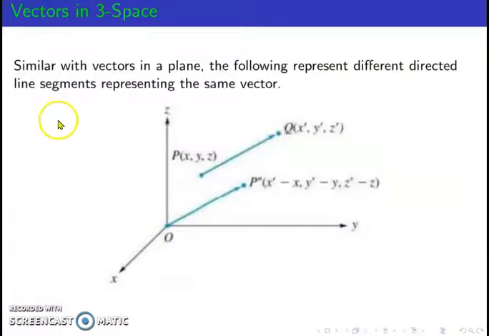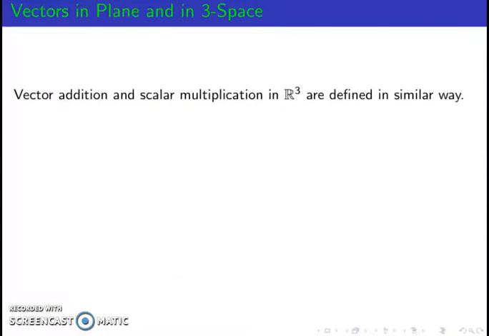Parallel to R squared, similar with vectors on a plane, the following represent different directed line segments representing the same vector. So ito na vector has components x prime minus x, y prime minus y, and z prime minus z. And this vector also has the components x prime minus x, y prime minus y, and z prime minus z. Vector addition and scalar multiplication in R cubed are also defined in a similar way.